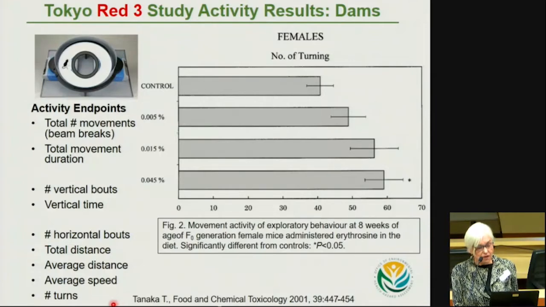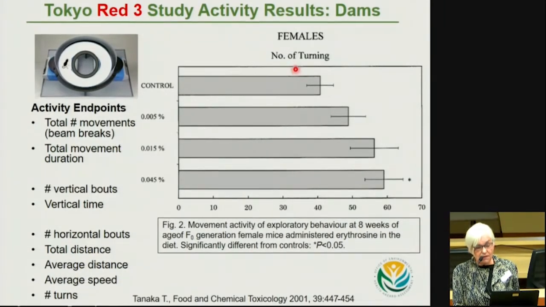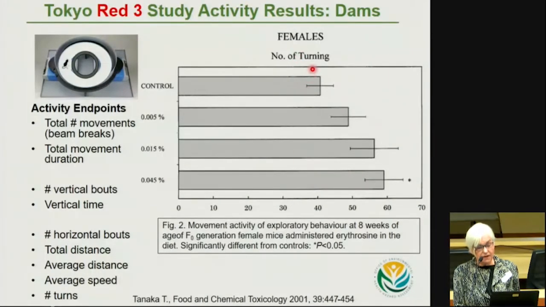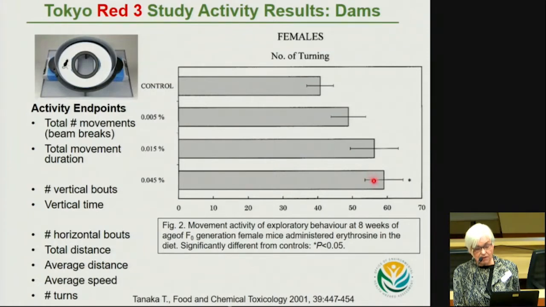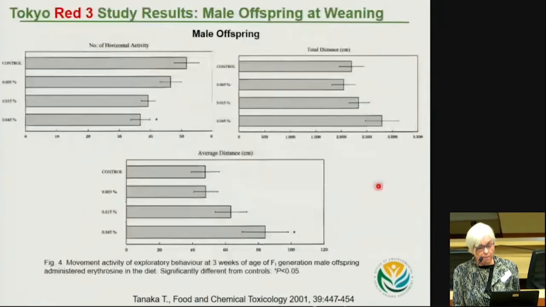On the right side of the slide are some results from the first assessment, the assessment of the parents prior to breeding. The females in the F0 generation, there was a significant effect on the number of turns in the maze. The high dose had more turns than the control group, and though it looks like there's something of a dose response trend, the authors didn't analyze for trend.